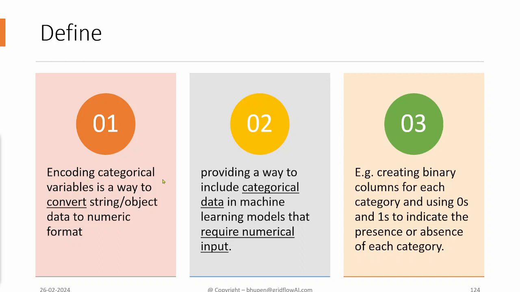So essentially, encoding a categorical variable is a way to convert any string object or the object columns in Python to numeric. One of the object columns is categorical data, and you convert that into a numerical form. For example, creating a binary column for each of the categories, we can choose to represent one of the categories as 0 and the other category as 1, indicating presence or absence of each category.